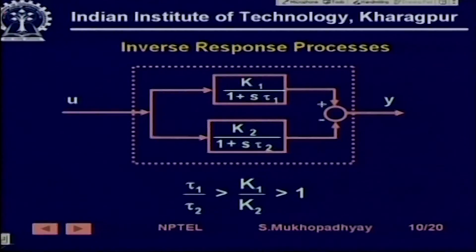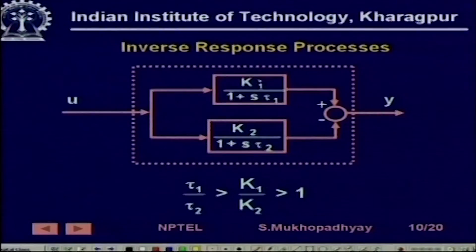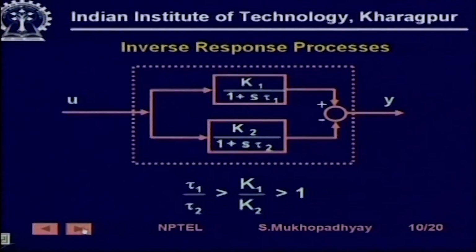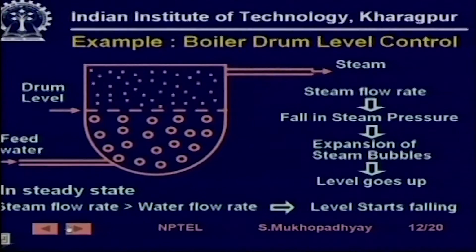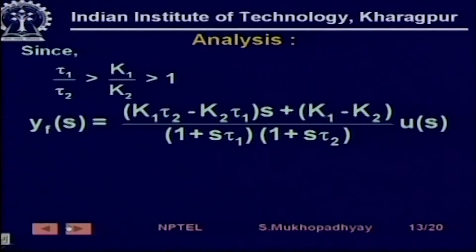So, this is nothing but the response to this one. If you simply calculate y, it will come out to be that expression. So, this is simply the open loop transfer function. Now, what we found is that k2 tau 1 is actually greater than k1 tau 2 from this expression.